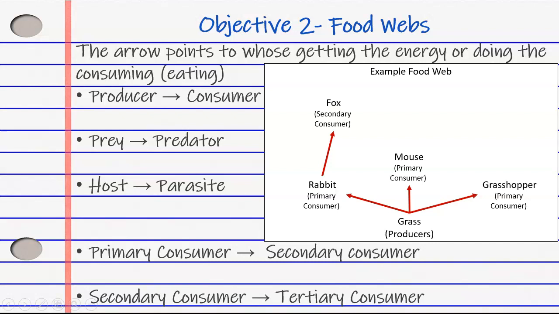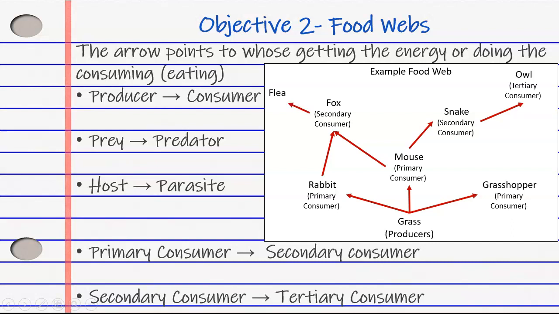So next we have a fox that is consuming the rabbit, which would make it a secondary consumer. The fox also consumes the mouse, so these are its two food sources. Okay, we also have another secondary consumer. The snake is consuming the mouse. And then we have the owl that consumes the snake, which makes it a tertiary consumer, because we have a consumer consuming a secondary consumer.